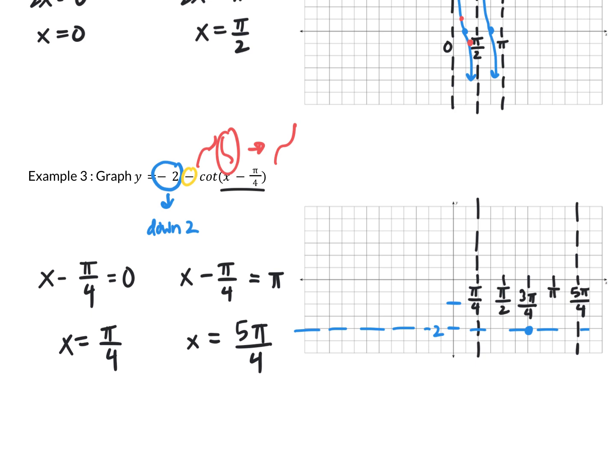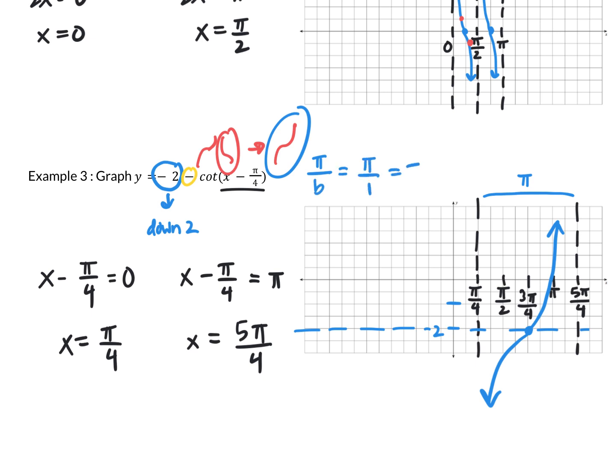But then the other thing is I need to see which direction it goes. So we talked about what our end function is going to look like. We know it's going to go up to the right with that transformation of that negative, and then down to the left. We can double check the length of our period. This distance in between pi over 4 and 5 pi over 4 is a length of pi, right? And if I check my function here, my period is pi divided by b, where my b value is 1. So pi does in fact equal pi. So we are good there. My graph shape looks right. So that is all I would need.